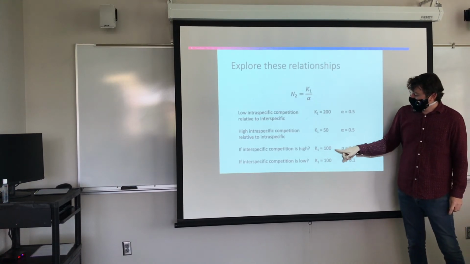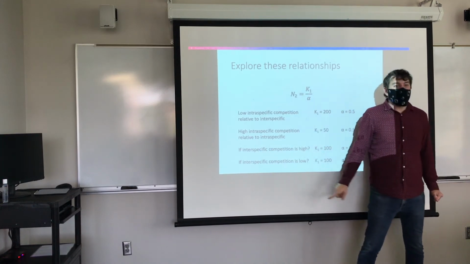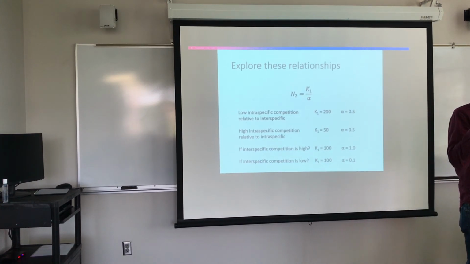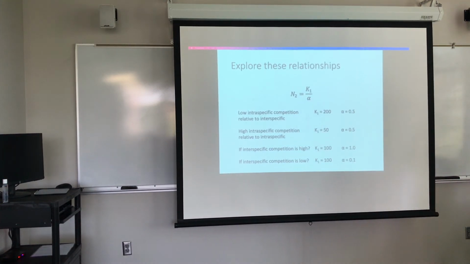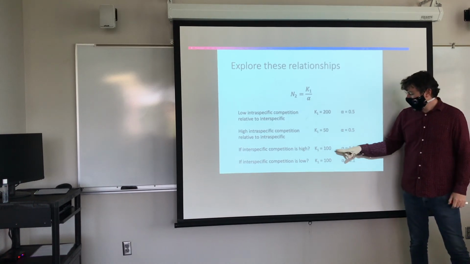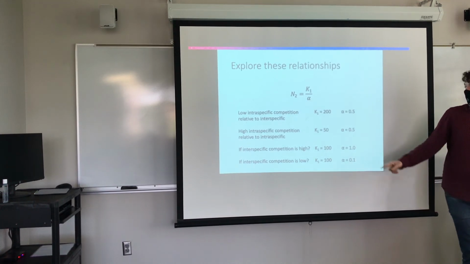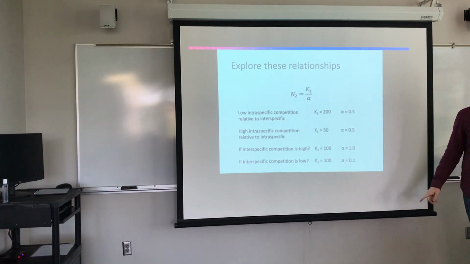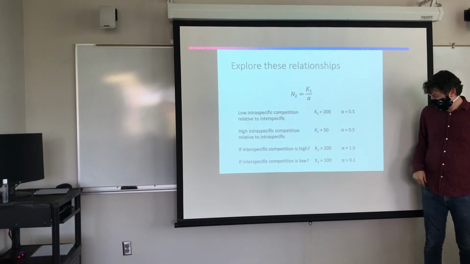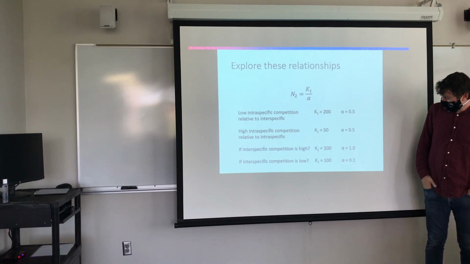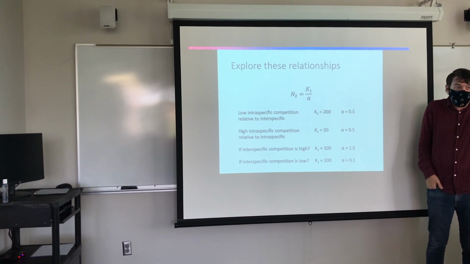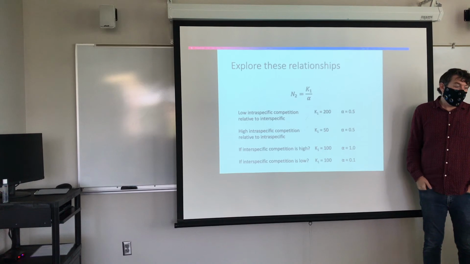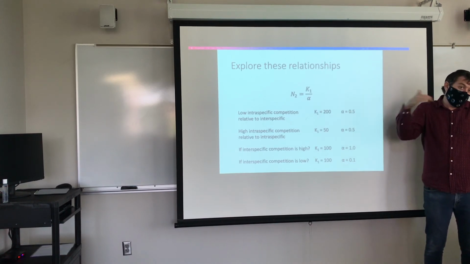What if the strength of interspecific competition is really high? What if one species uses almost exactly the same resources as the first species? How many individuals of species 2 is it going to take to suppress species 1 to extinction? 100, right? The same number of species 2 are going to negatively affect species 1 as species 1 would itself.